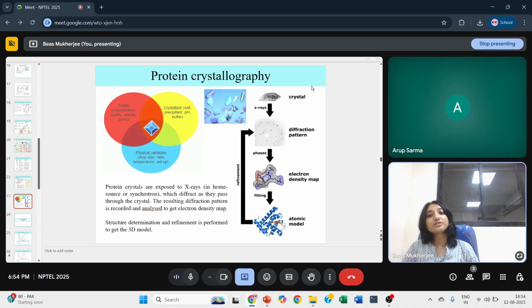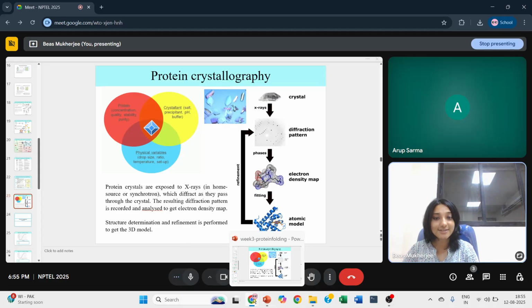Protein crystals are exposed to X-ray. Now X-ray can be an in-home source or it can be a synchrotron. The X-rays diffract as they pass through the crystal. The resulting diffraction pattern is recorded and analyzed to get the electron density map. The structure determination and refinement process is to get the 3D model. It's an iterative process and it takes a lot of time. So crystallographers are really patient people.